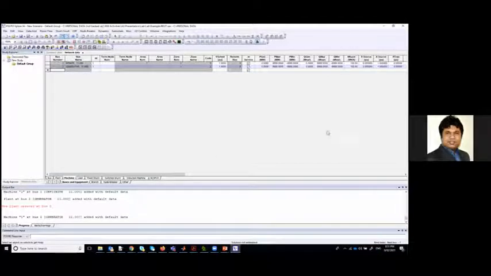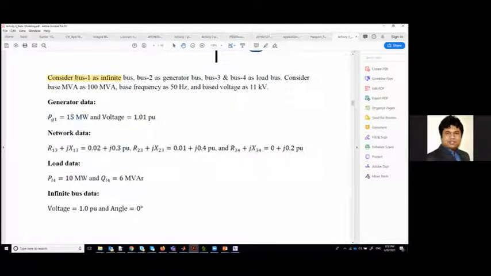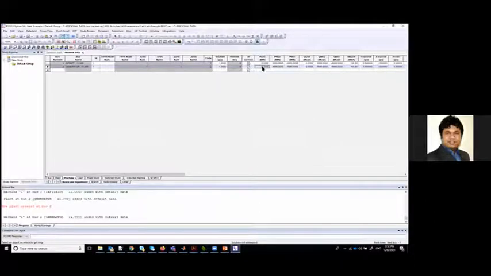For the generator bus, as I told you, for the infinite bus we need to put the P and V information. One of these generators is the infinite bus, for which the voltage is 1. But for the other bus we know P and V, so we need to put P and V. P is the generated power, P gen, which is given as 15 megawatt, and the voltage is given as 1.01. For this step we put only P and V for the generator.